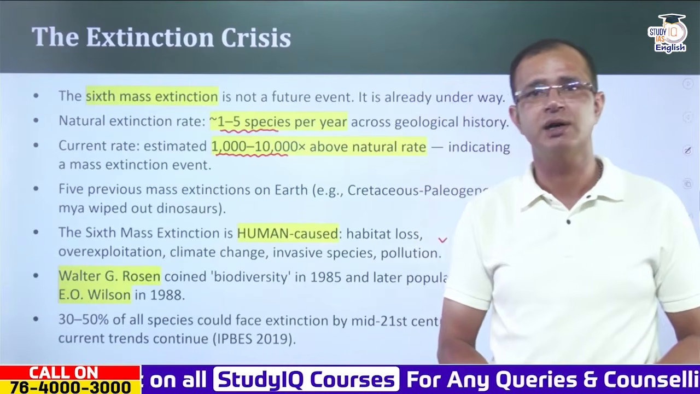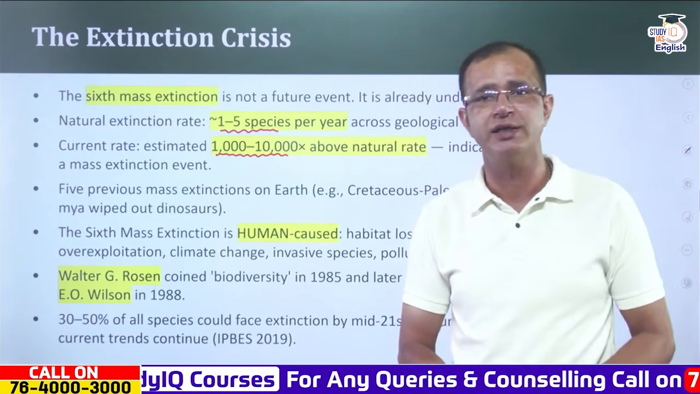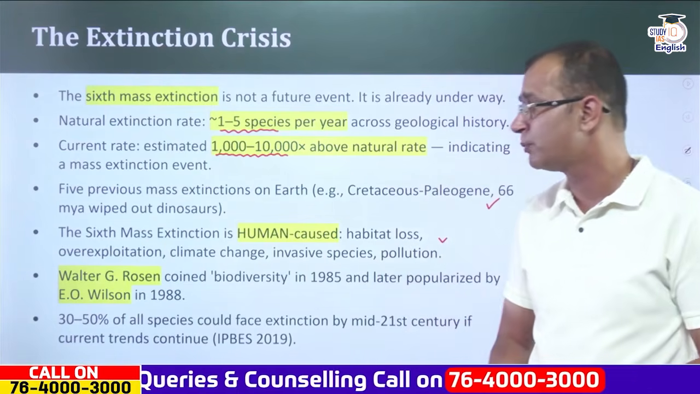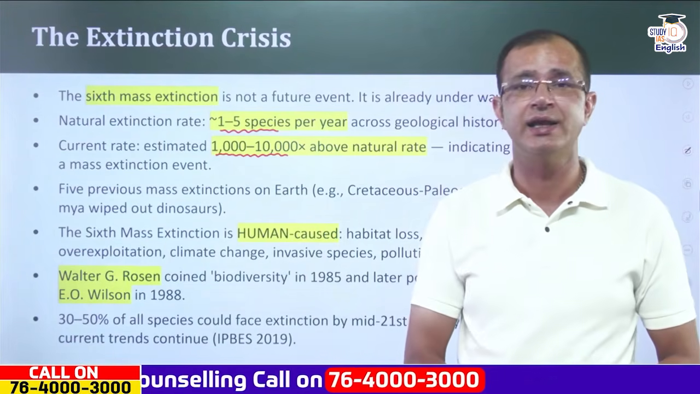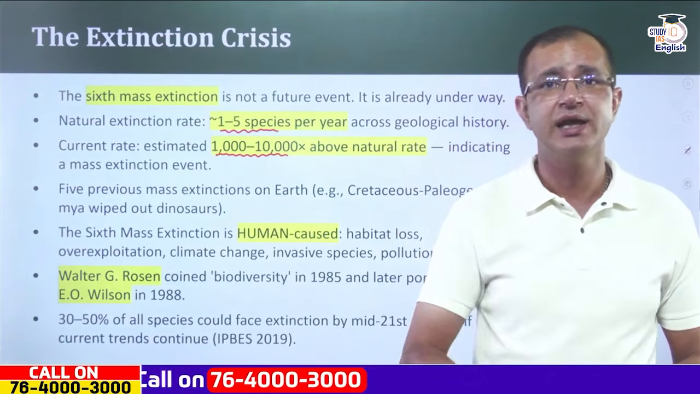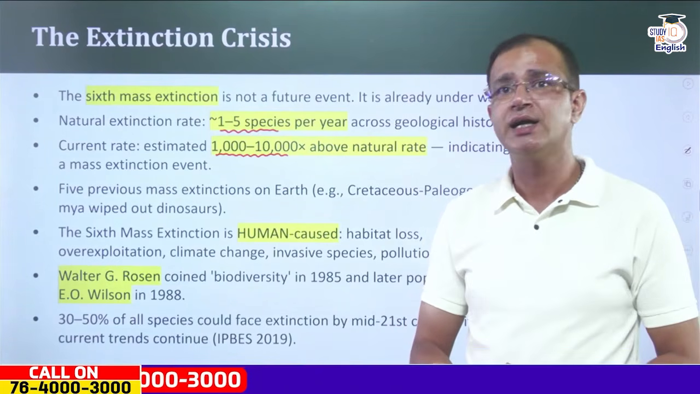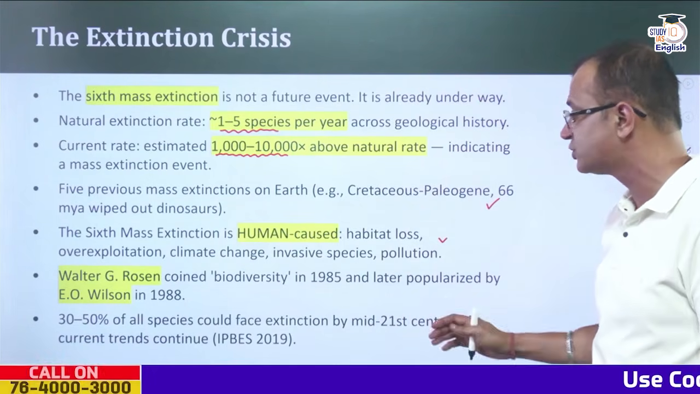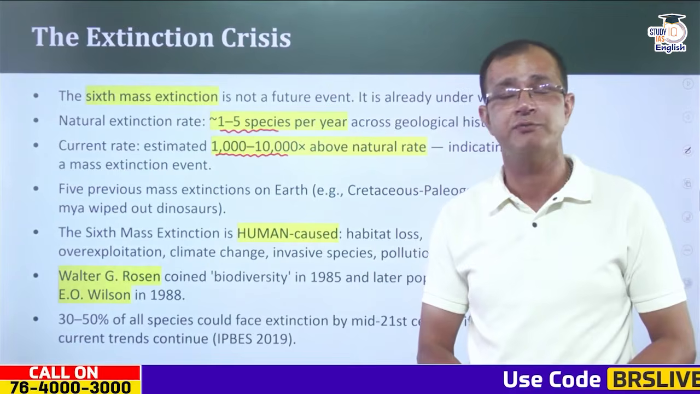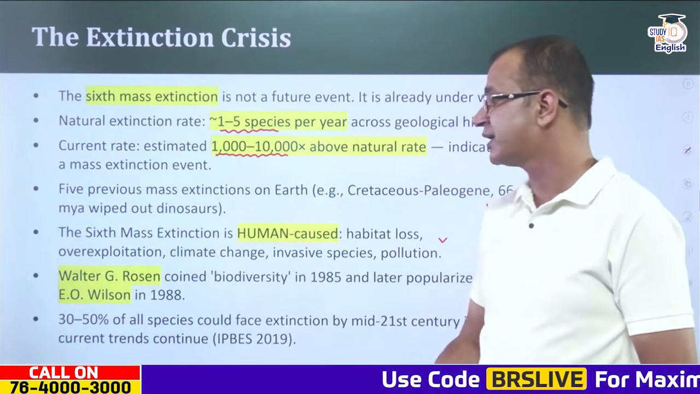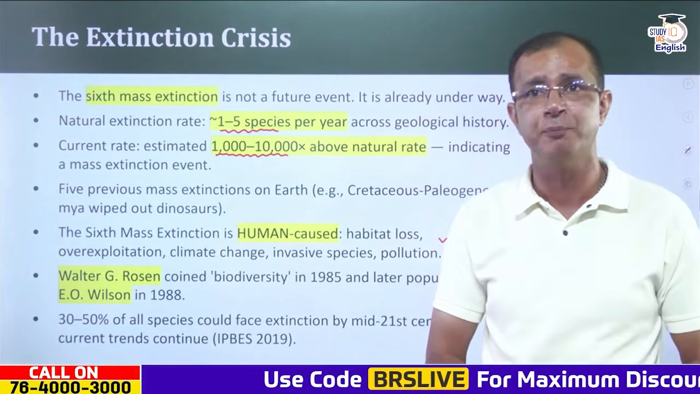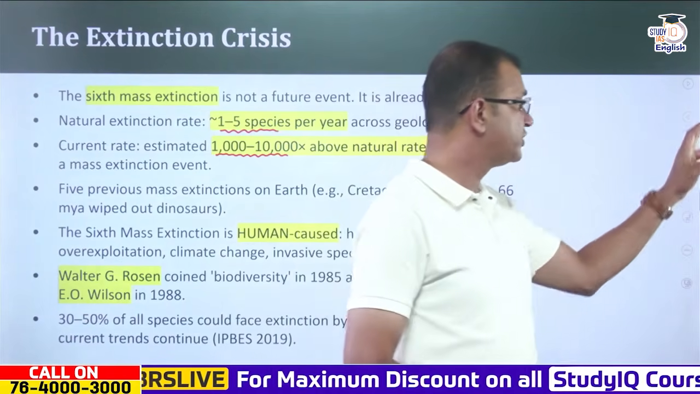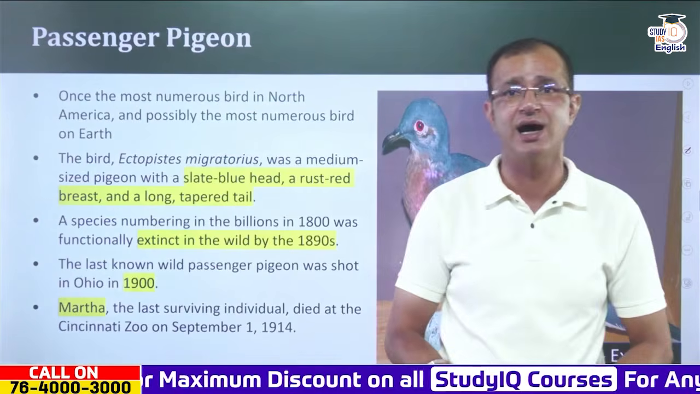Now, the term biodiversity was coined by Walter G. Rosen in 1985, but later on it was popularized by E.O. Wilson in his book Biodiversity in 1988. Species could face extinction by the mid-21st century, about 30 to 50% if the current trends continue, according to a report published in 2019. Now, these are the 20 species that we are talking about in this session.